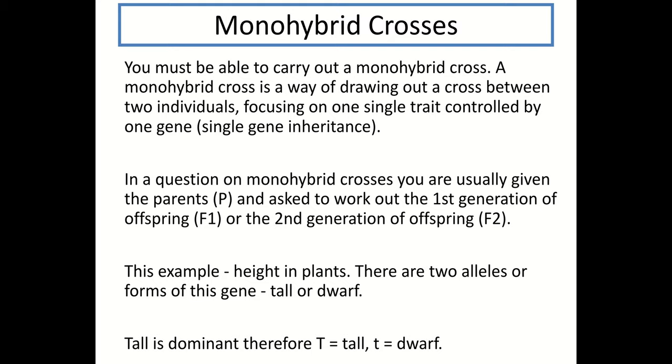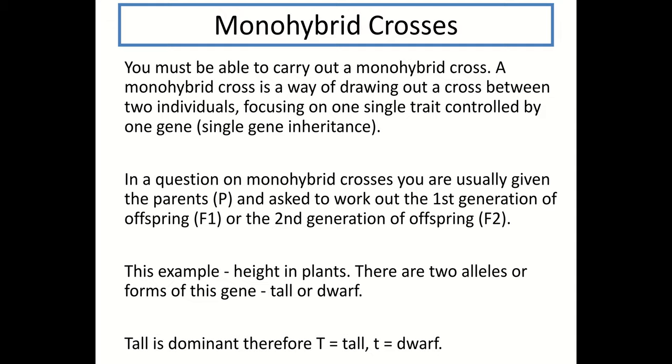So now that we're familiar with all the genetic terms and meanings for this topic, we can now move on to putting these into practice. At National 5 level, you must be able to carry out something called a monohybrid cross. Although it sounds scary, it's actually quite simple as long as you follow the stages and lay it out properly. A monohybrid cross is a way of drawing out a cross between two individuals focusing on one single trait controlled by one gene, so single gene inheritance.